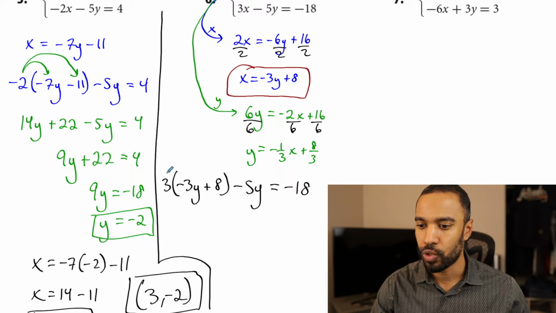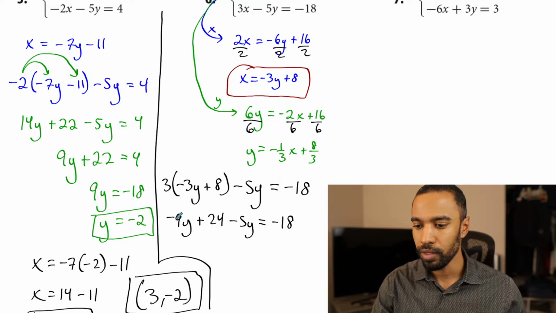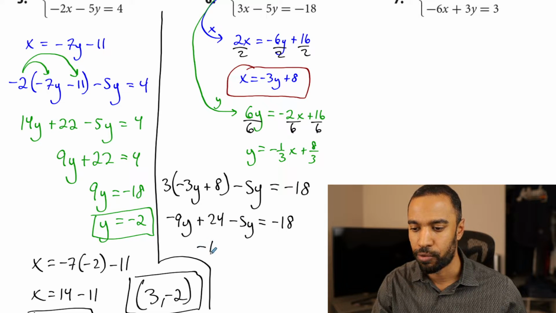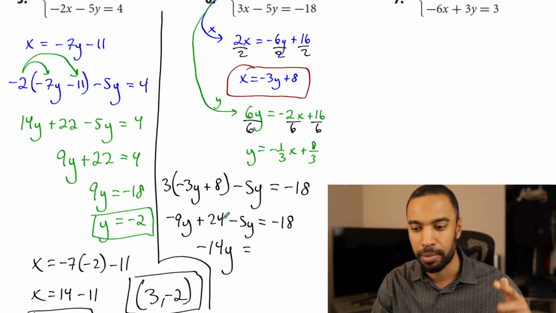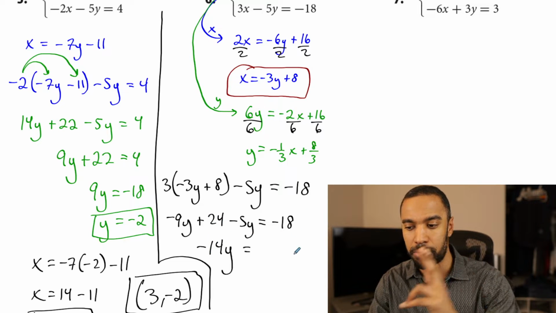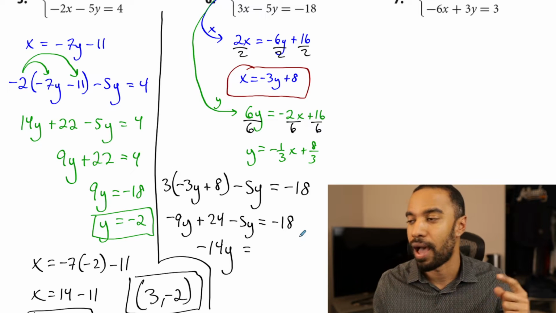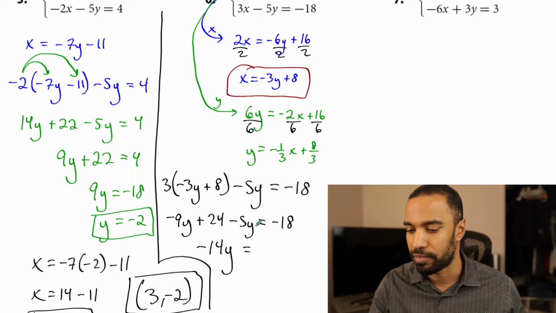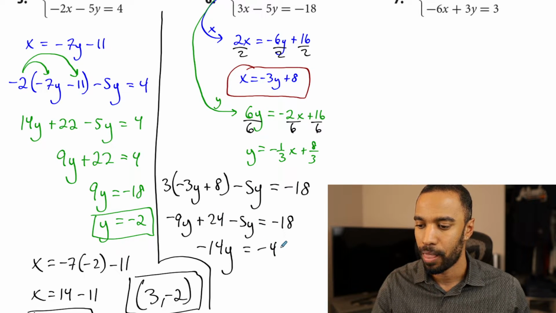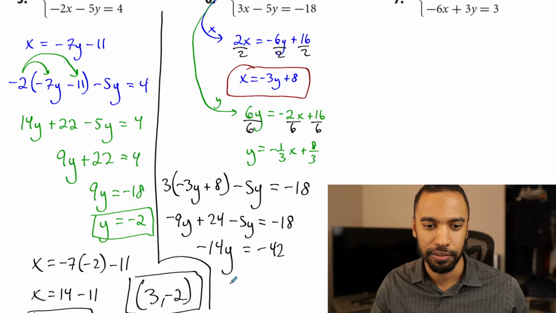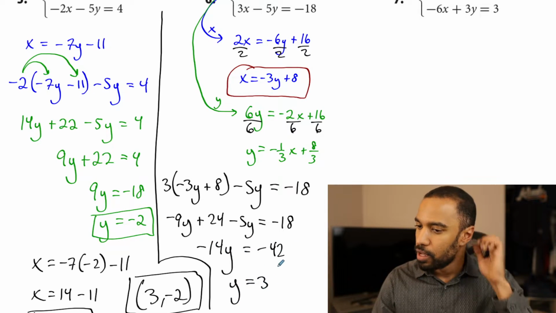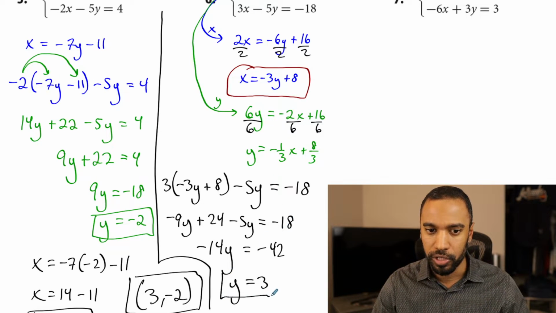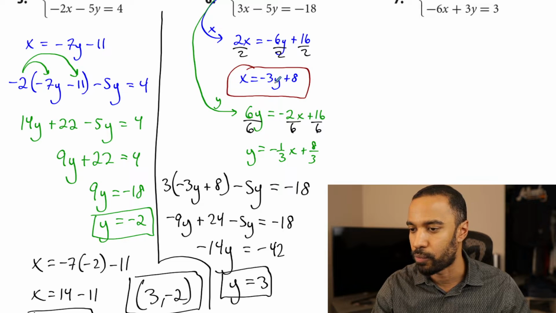After distributing here, we're going to get negative 9y plus 24 minus 5y equals negative 18. Negative 9y minus 5y is negative 14y. If I can for you, I'm going to do the next step right now. I'm going to subtract 24 from both sides. I'm moving it over to the right side. I have to start isolating y. Negative 18 minus 24 is the opposite of 18 plus 24, so that's negative 42. Not a fraction. Good. And divide both sides by negative 42, we get y equals 3. In solving for x here, because I'm short on room, I'm just going to mentally take care of it. Substitute it right in here.